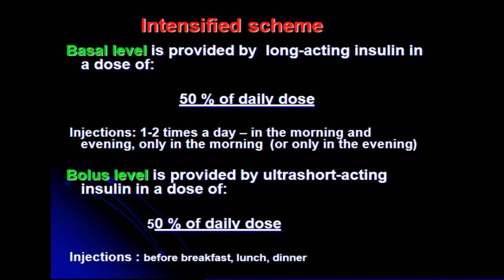Bolus level is provided by ultra-short-acting insulin in a dose of 50% of daily dose. This insulin we introduce before breakfast, before lunch, before dinner. In treatment of children with diabetes mellitus, we must use only recombinant insulin.